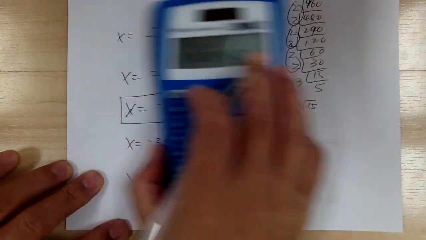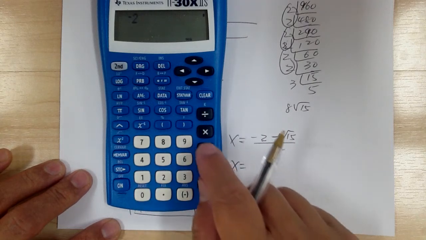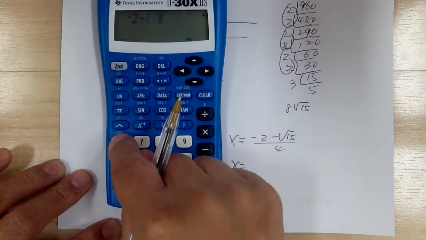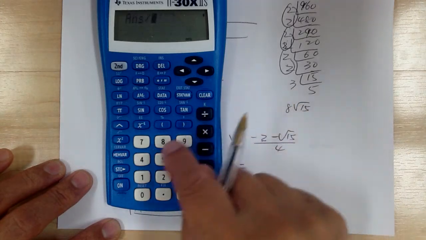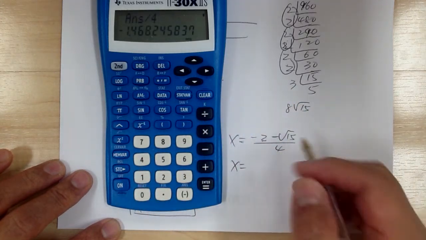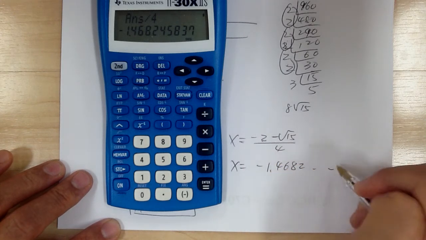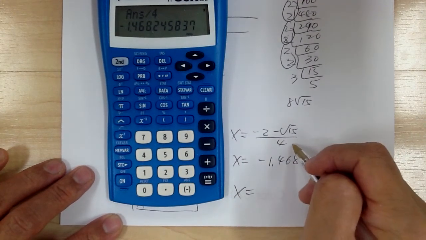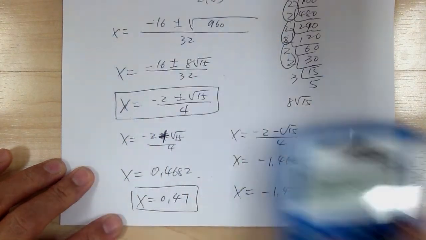So again, you're going to get negative 2 minus square root of 15. Push equal. Then you divide by 4. Push equal. You're going to get negative 1.4682 whatever. So round it off. Again, you want to round it off to here. So it'd be negative 1.47.